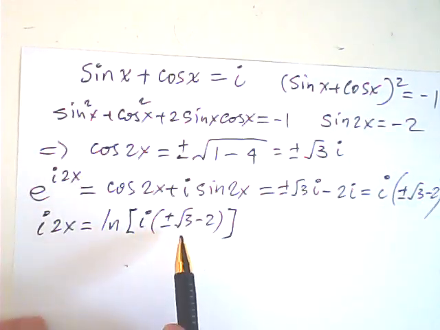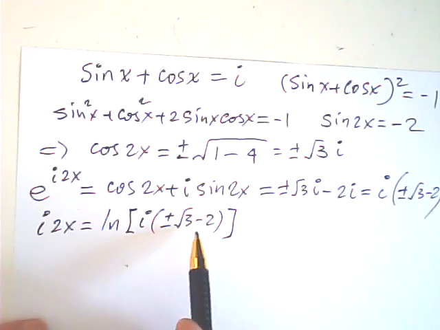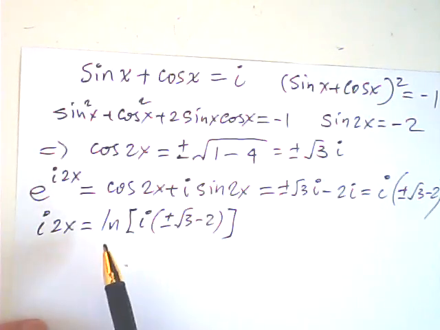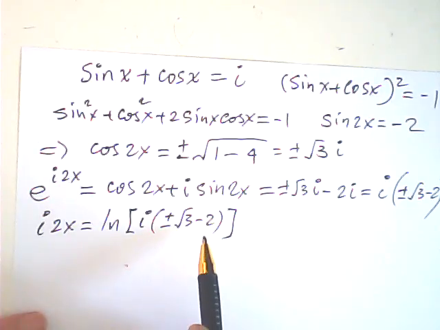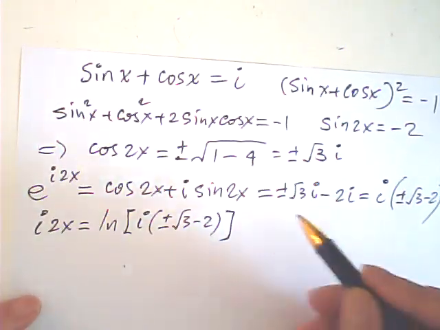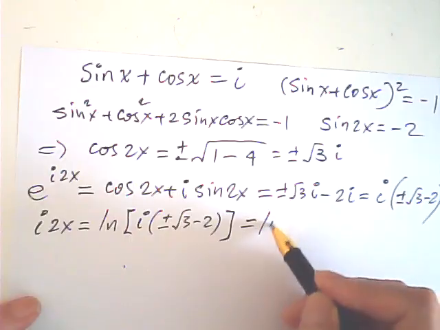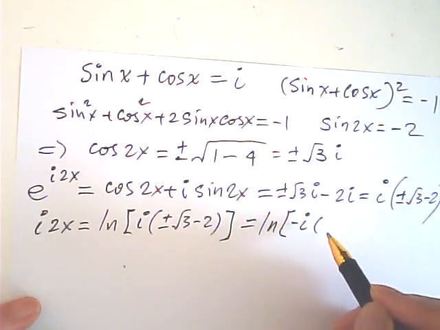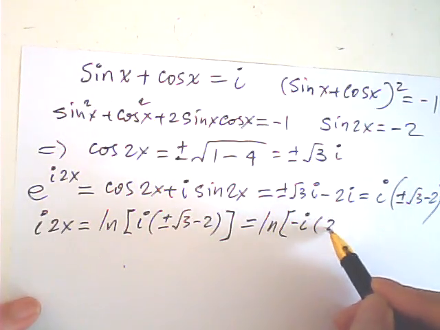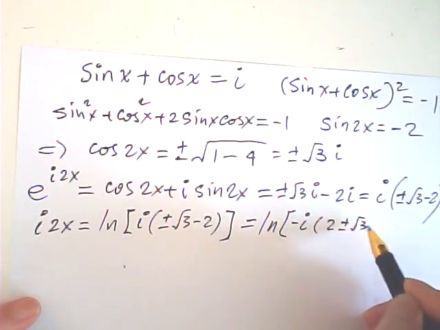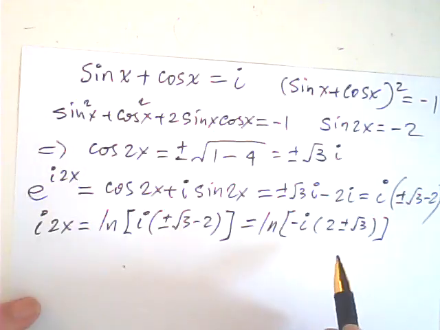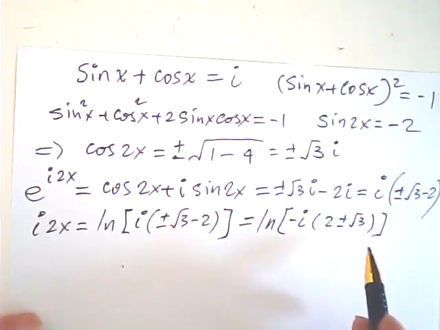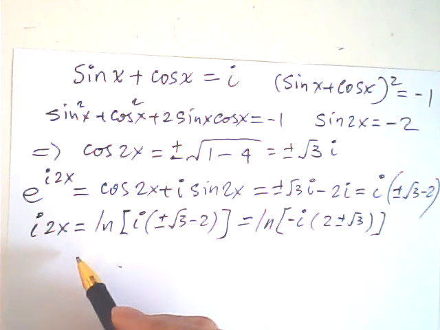Now here, when we take the negative, we're proving that the log is not defined. And even the positive root 3 minus 2 is also not defined. So I take the negative out. Now then I see 2 plus or minus root 3. Then it's good because both cases are defined for log.